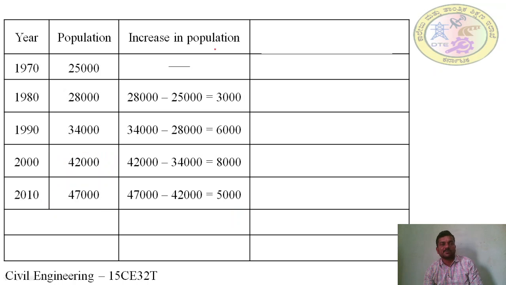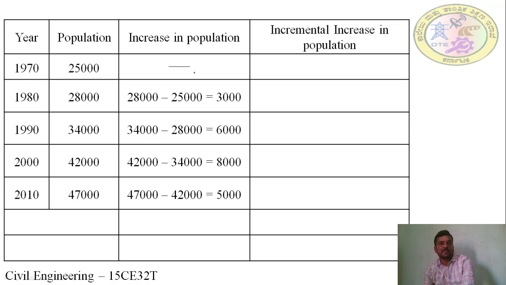After finding out increase in population, we need to find out incremental increase in population. So we need to find out the incremental increase in population with respect to previous decades. Here the increase in population is not available, so here also the value becomes nil. We need to find out incremental increase in population for the year 1980. So we have only one data, the increase in population for the year 1980. We don't have the data of increase in population for the year 1970. So here also the incremental increase becomes nil.